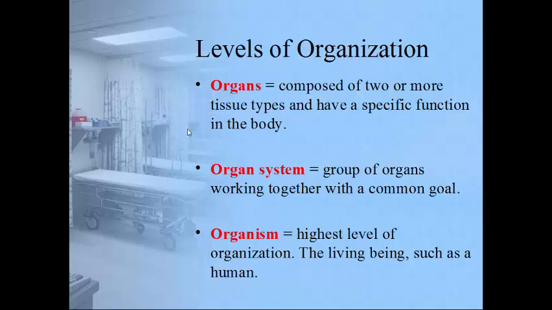When you have groups of organs working together, that forms an organ system. Now, respiratory system, digestive system. Those have multiple organs working together with a common goal. And lastly, the most complex, the organism, the highest level of organization. That includes the actual living person, or the living organism.